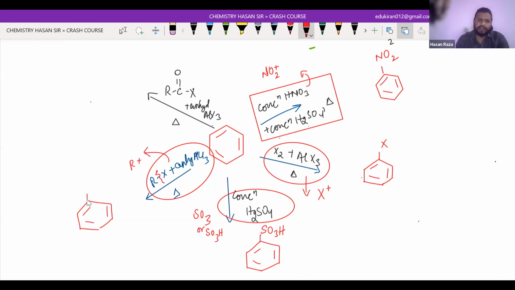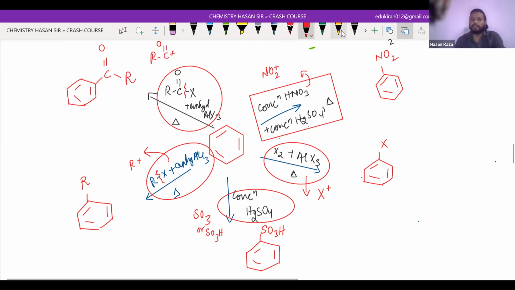Since the benzene ring is empty, that means only the benzene ring is there and no group is attached to it. If there was any group, then with respect to that group, we add at ortho and para. Like this, you can see this is your electrophile, and it will be attacking the benzene ring.